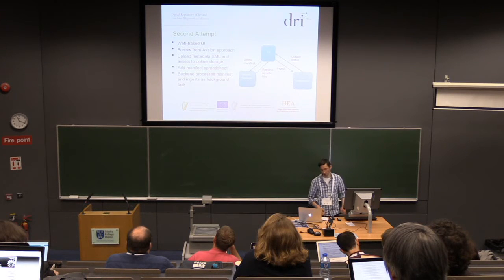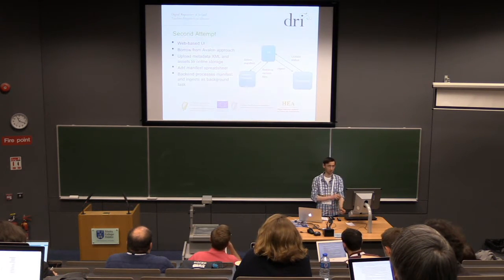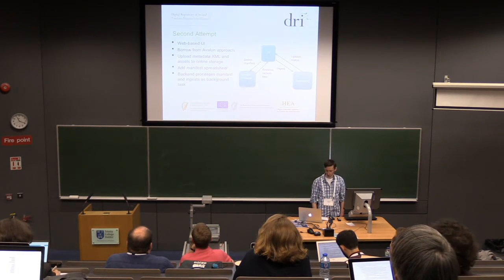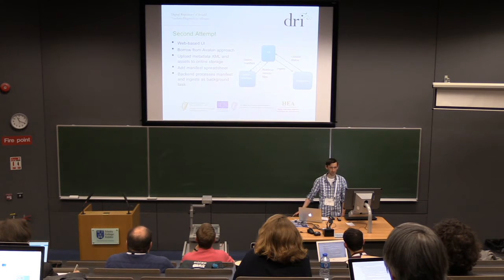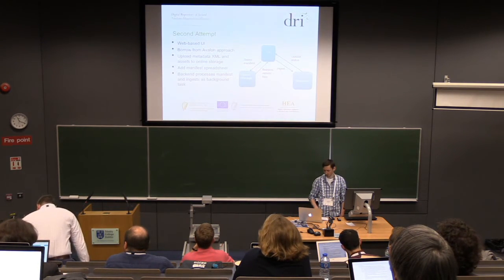So the idea is to upload the metadata XML and the assets, or objects, or content files, sorry, into online storage, and then add some kind of manifest spreadsheet that would list the objects you want to create. And then the backend will just take all of that from the storage and run it all as a background task. So for the user, they don't need to see anything other than a status update.